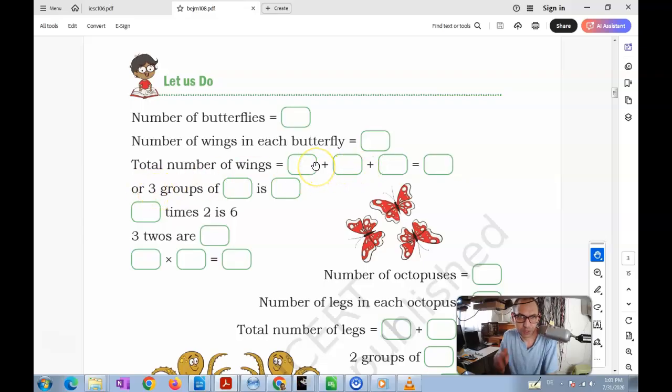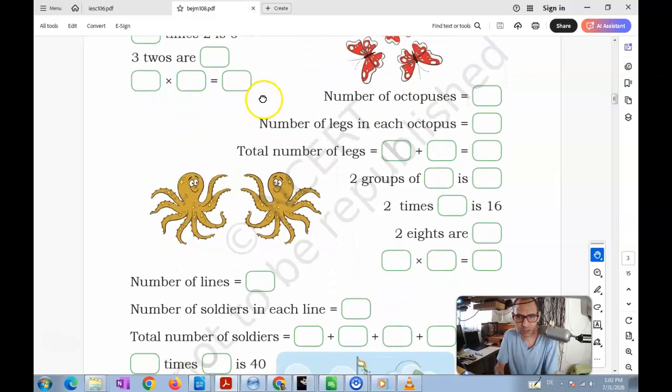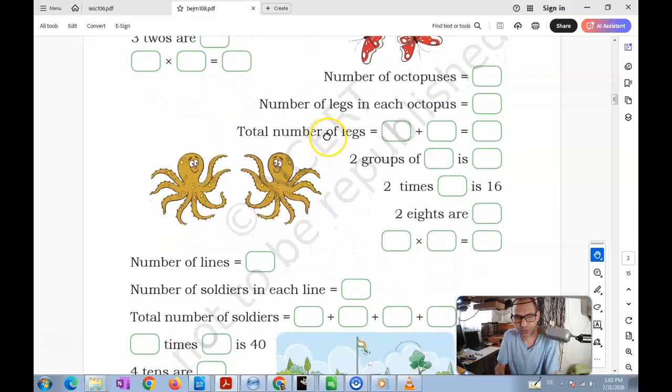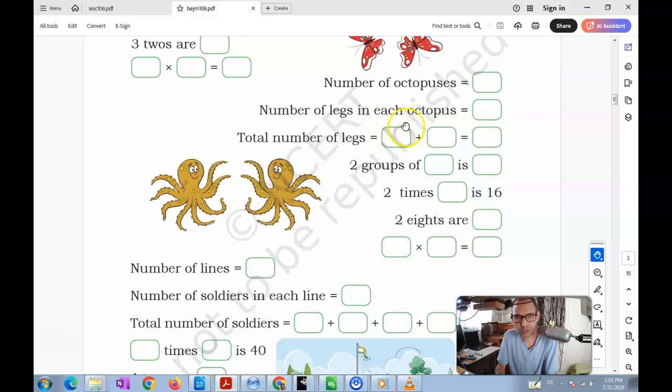Instead of writing 2 plus 2 plus 2, you can write 3 groups of 2, or you can say 3 times 2, or you can say 3 2s are 6, which means that 3 times 2 is equal to 6.